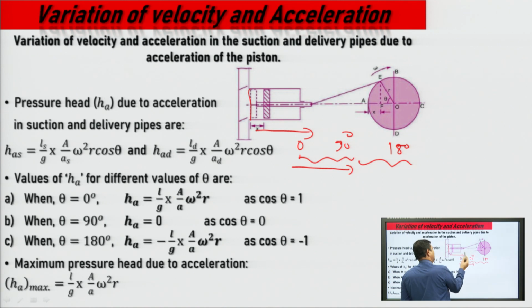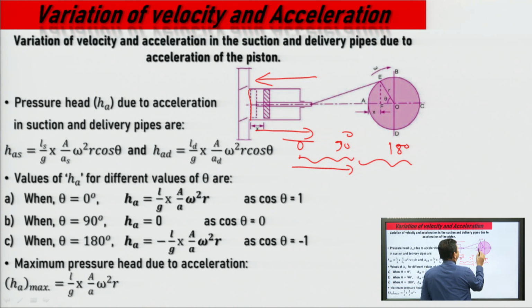Again in the reverse stroke, the delivery stroke, the velocity is 0 at the start, maximum at mid, and again 0 at the end. So there is fluctuation. Due to this fluctuation, there is fluctuation in the suction and delivery pipe, with variation in velocity and acceleration. So we are calculating the real effect of the velocity and acceleration.